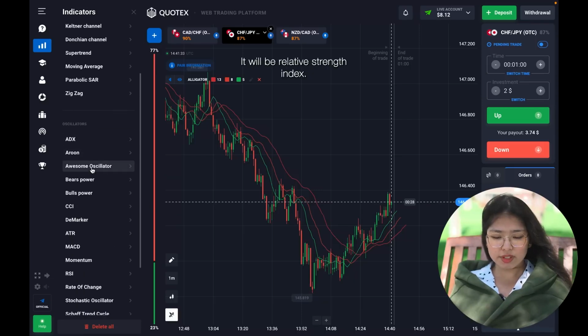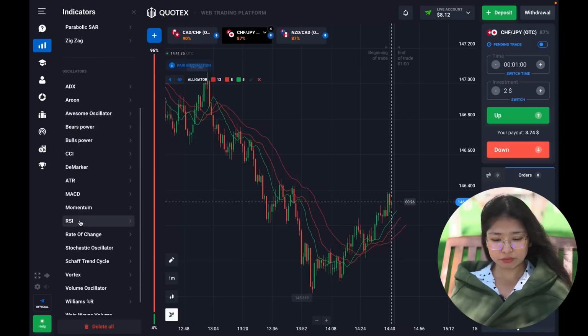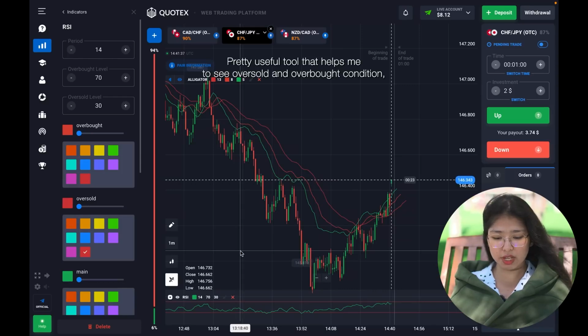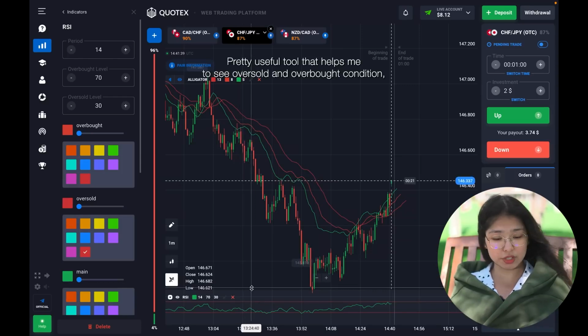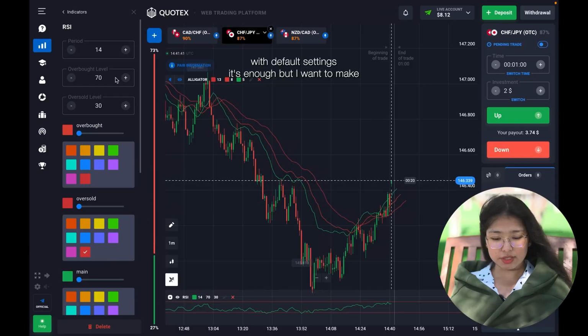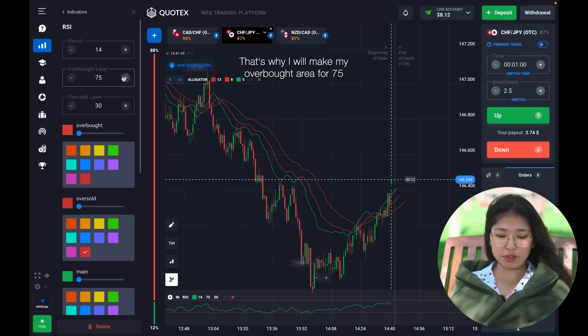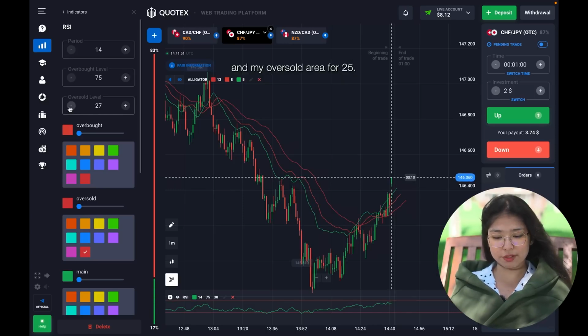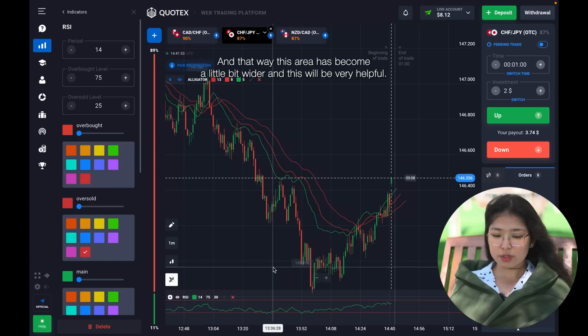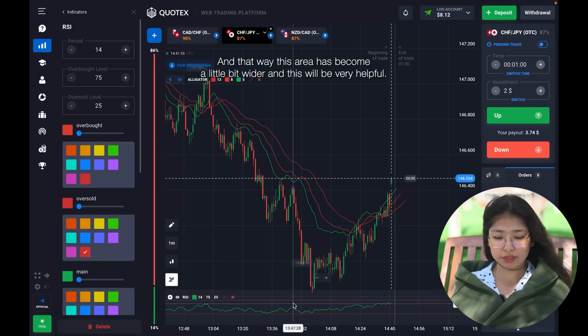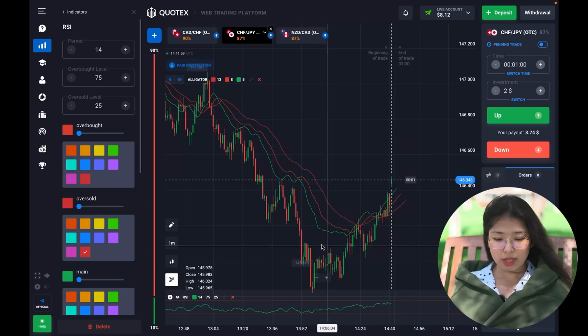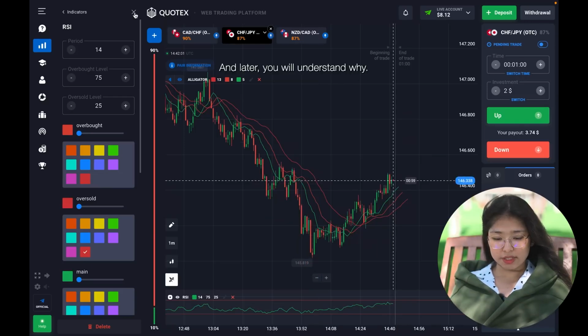It will be the relative strength index. A pretty useful tool that helps me to see oversold and overbought conditions. With default settings it's enough, but I want to make it a little bit more precise. That's why I will set my overbought area at 75 and my oversold area at 25. That's why this area has become a little bit wider, and this will be very useful. Later you will understand why.